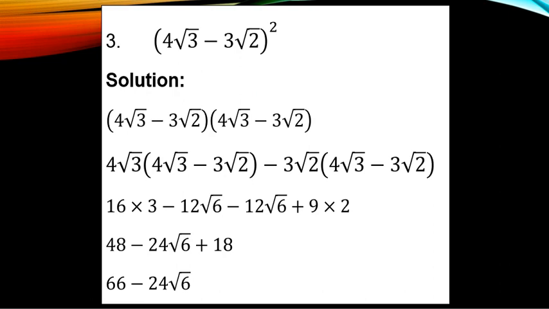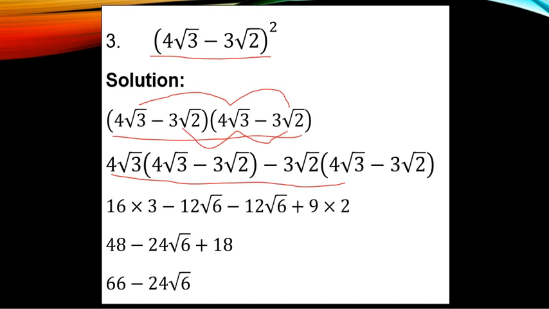Number 3, you are asked to simplify this. Because of the square, it simply means write it 2 times under multiplication. You know the rule. The first term multiplies the first and second term in the second bracket, and the second term multiplies the first and second term in the bracket. That is what you have here.